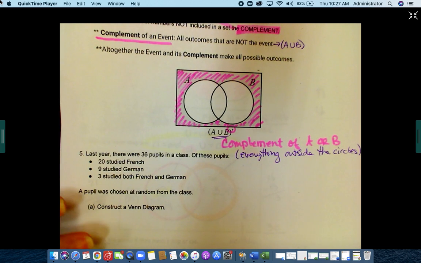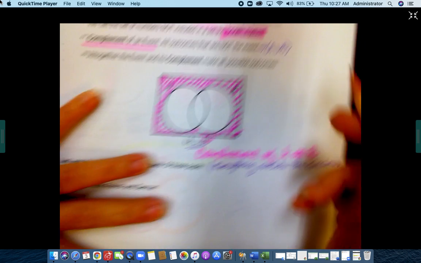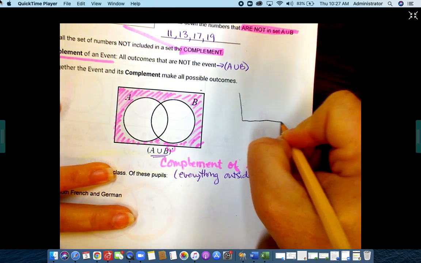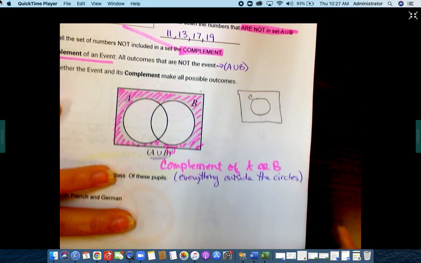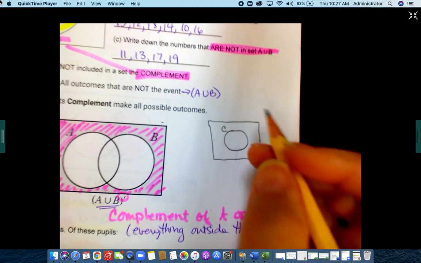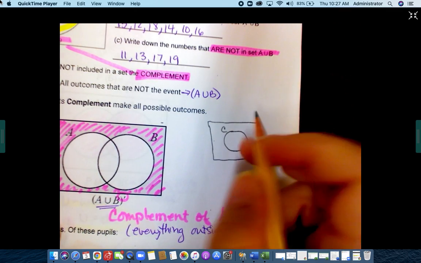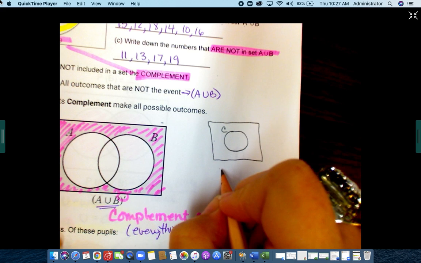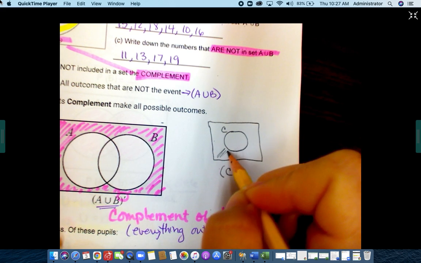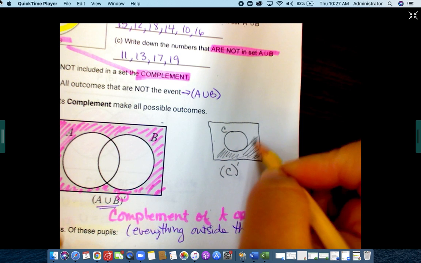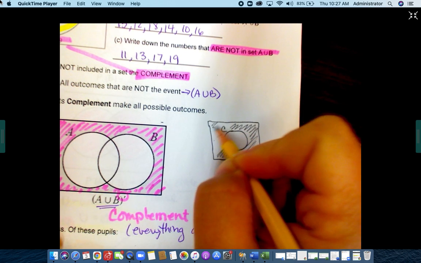Okay, so just to kind of drive that point home, I'm just going to use my space over here to the left, and I'm just going to do a circle, and we're going to have a set that's only C. So no overlapping circles. If I call this C, and I say, what is the complement of C, then it would be everything out here, everything outside of C. Does that make sense?